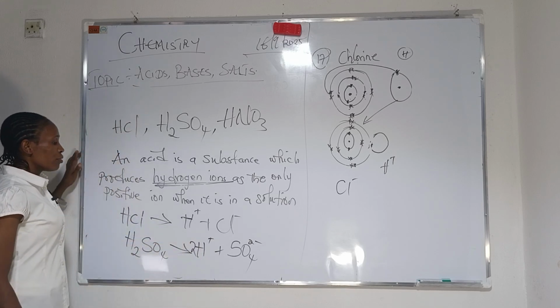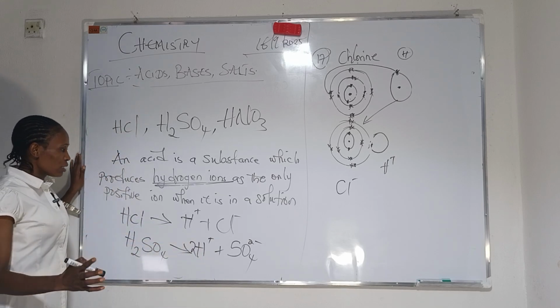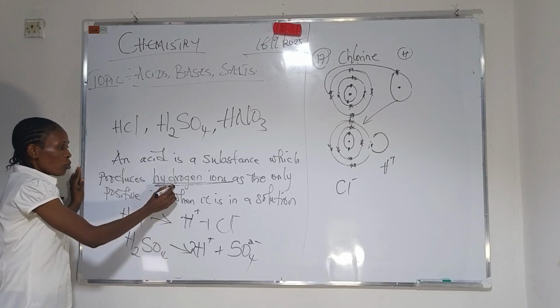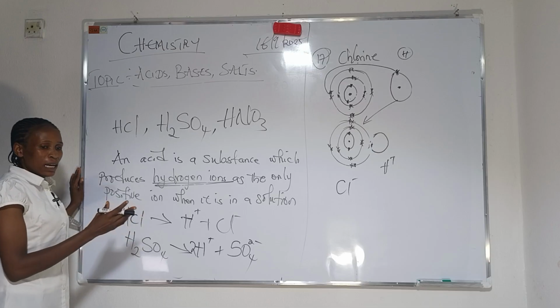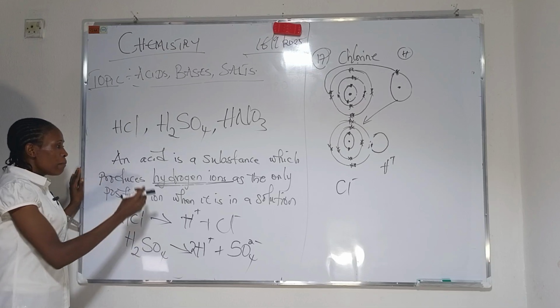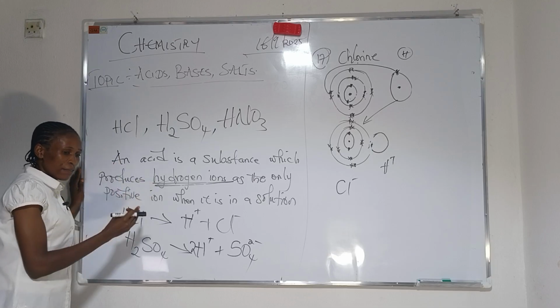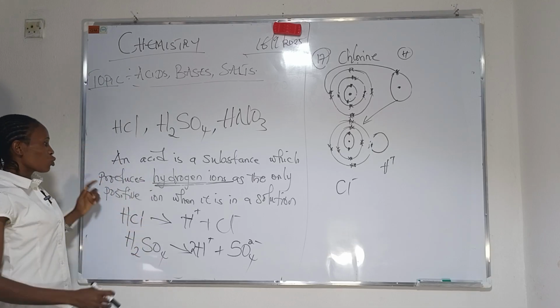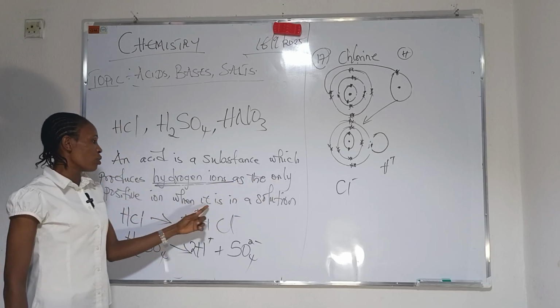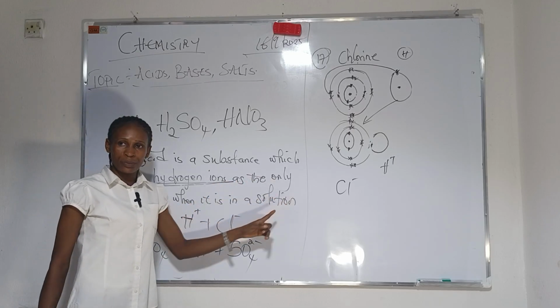Tetraoxosulfate. I hope we've gotten that. Okay. Now, I'm done with this first definition, and I believe we have learned what an acid is based on this very first definition: a substance which produces hydrogen ion as the only positive ion when it is in a solution.